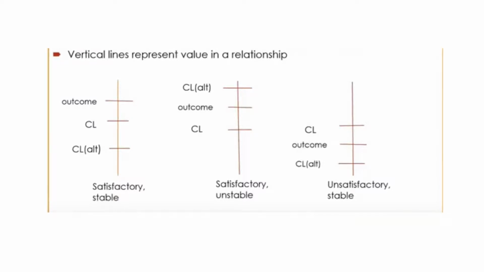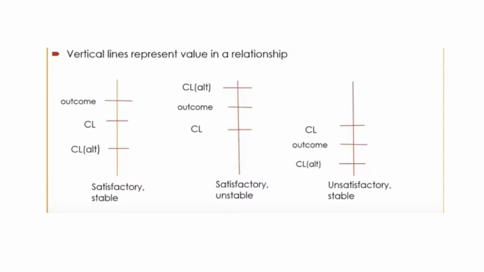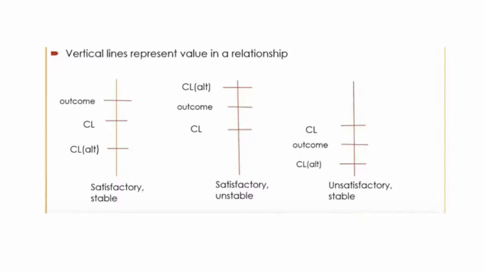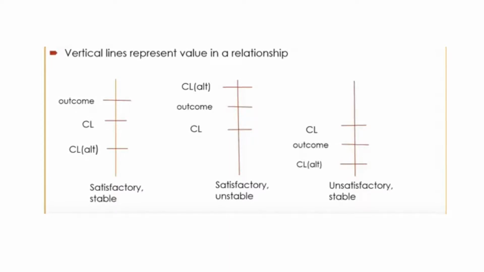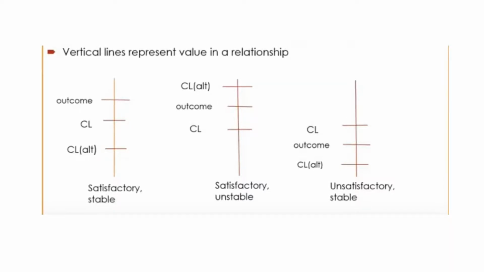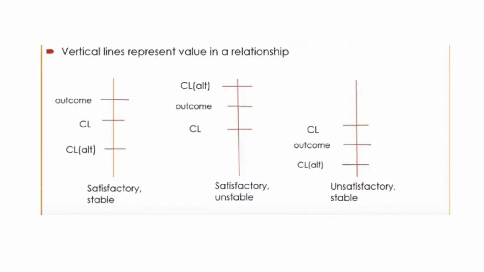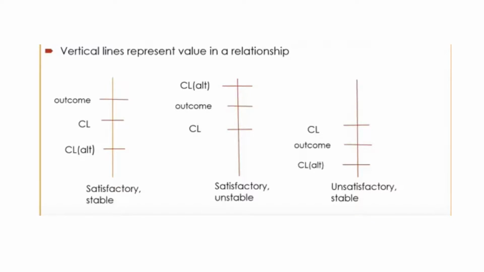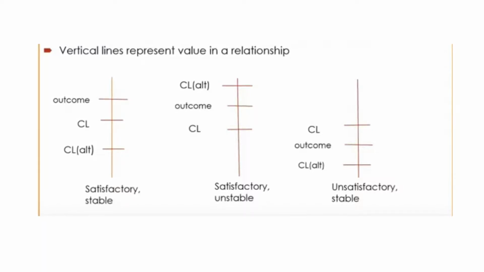If you take a look at the graph on the left side, you will find a satisfactory and stable relationship. This is because the outcome lies above the comparison level, which makes the relationship satisfactory, but the outcome also lies above the comparison level of alternatives, which makes it stable because there are no other options that outweigh the outcome.